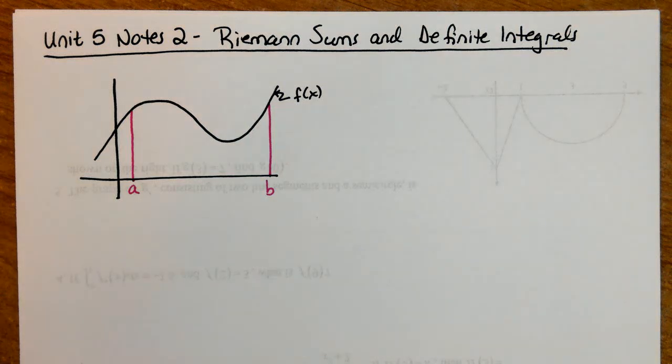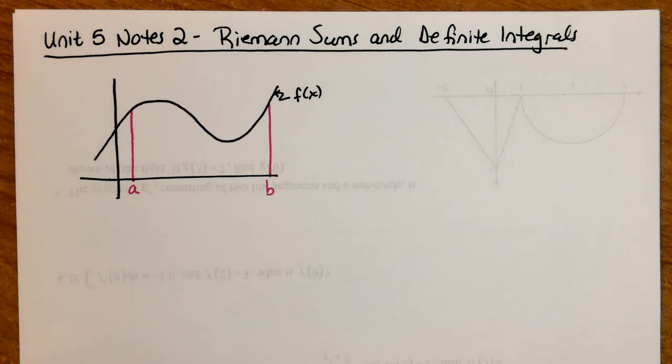We're in Unit 5. This is Notes 2. Today we're going to take a look at Riemann sums and definite integrals. Riemann sums is a concept that was covered at the end of the year in pre-calculus BC, maybe one of the last things you did. So a lot of this will be a review for you, if you remember it. It's been a little while.